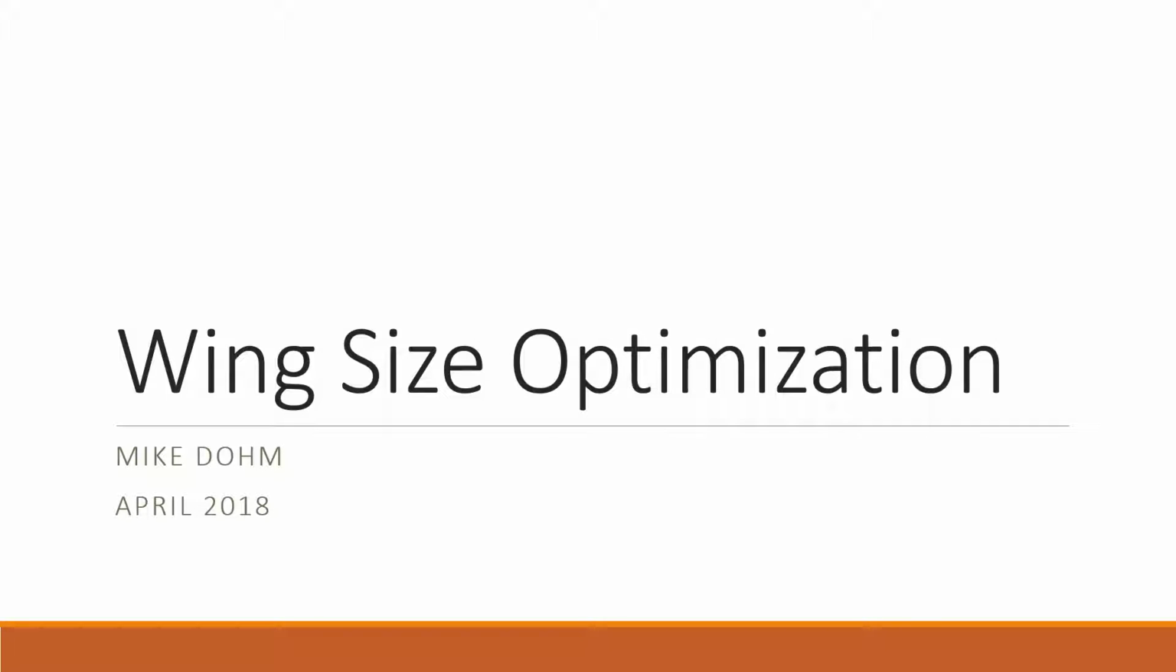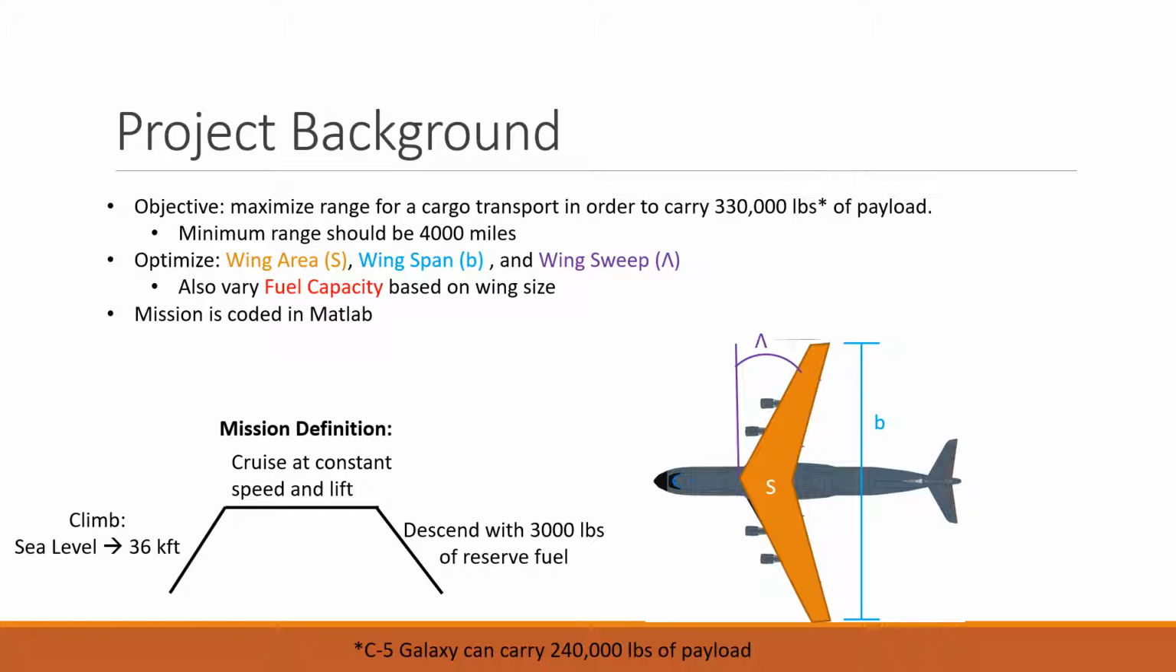Hi, I'm Mike Dohm, and I'm going to talk to you today about wing size optimization. My objective is to maximize range for cargo transport in order to carry 330,000 pounds of payload. I want to get at least a range of 4,000 miles, which is the span of the Atlantic.